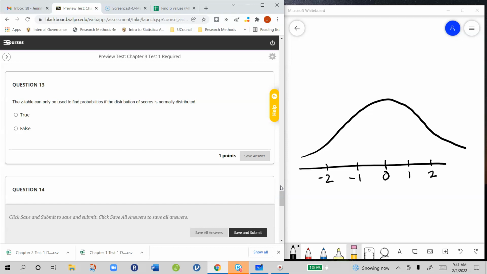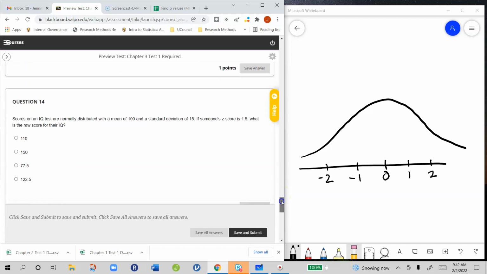Okay. Next, the z-table can only be used to find probabilities if the distribution of scores is normally distributed. That is true. It's called the unit normal table, and it only works for normal distributions. The same thing is true for that calculator that we have to use to find bodies and tails. You can only use it with normal distributions.